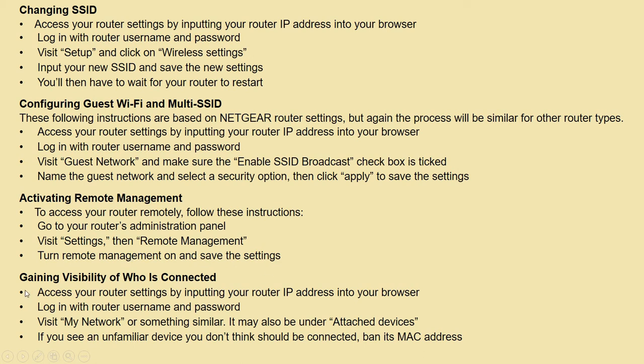Clear? Then gaining visibility of who is connected. Okay, so how are you able to visualize who is connected? Access your router settings by inputting your router IP address into your browser. This one is common for all the things. Okay, so first you have to visit the router IP, then log in with router username and your password, then go for my network.